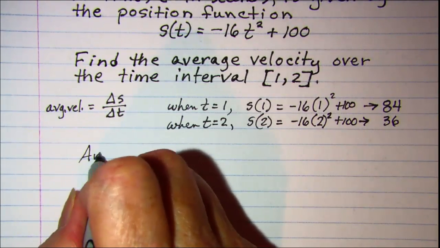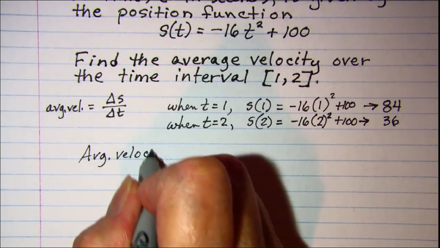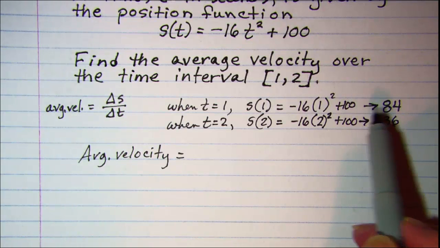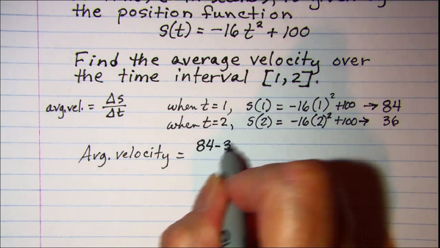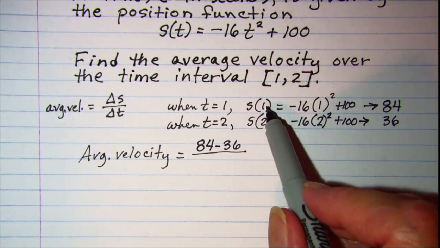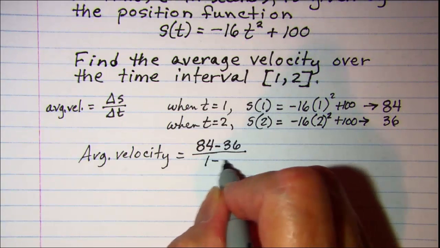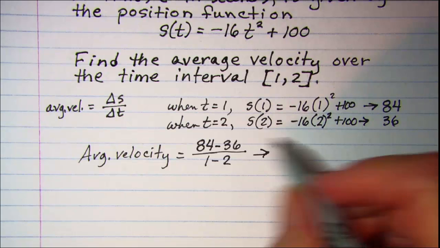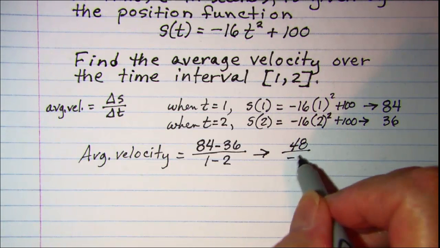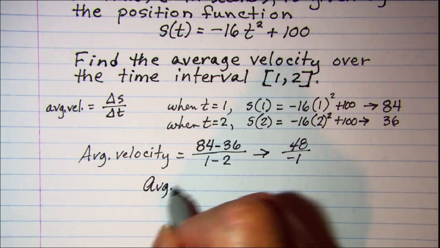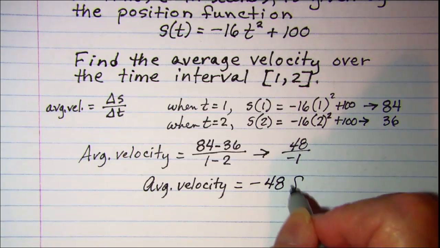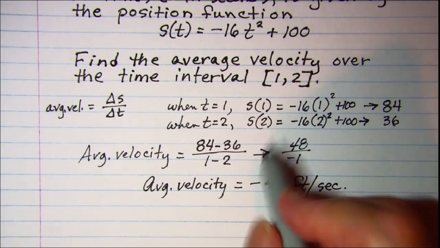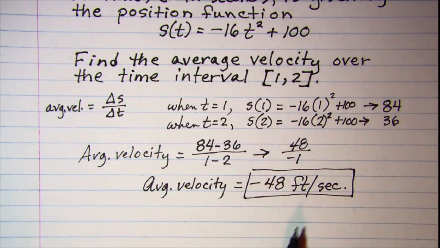So our average velocity will be the change in our position. So 84 subtract 36 over, and then the change in our times would be 1 minus 2. This gives us 48 over a negative 1, which means our average velocity is a negative 48 feet per second. Now this is negative because our object is moving downward.